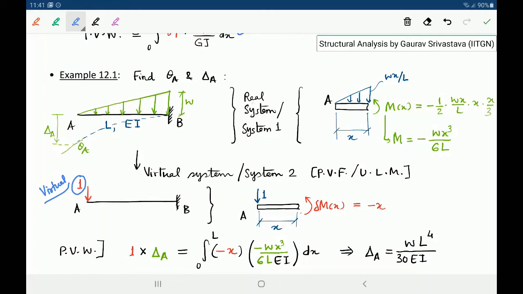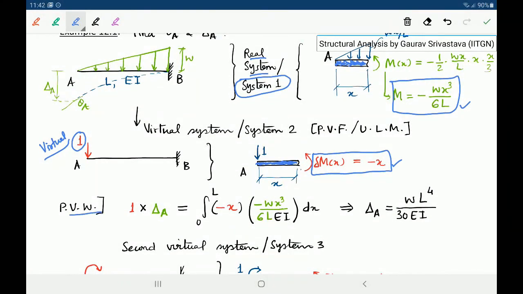For the real system, which we can also call system 1, we can draw the free body diagram drawn here, and we can find the expression for moment. So this is the expression for the real moment. Similarly, for the virtual system, we can draw a free body at a section X, and we can find the expression for the virtual moment. So this green one is the real moment, and this red one is the virtual moment.